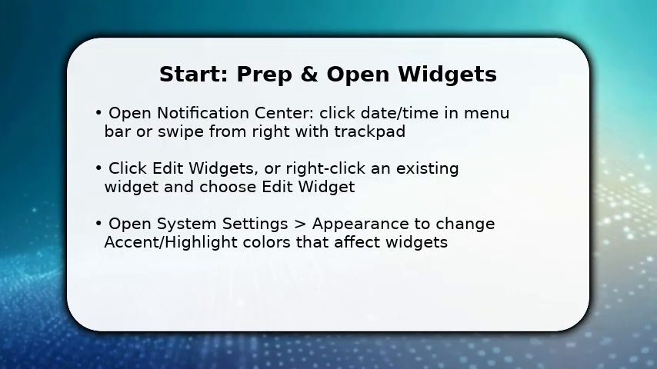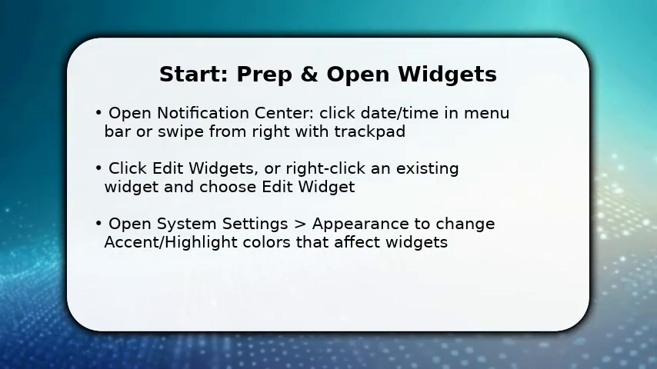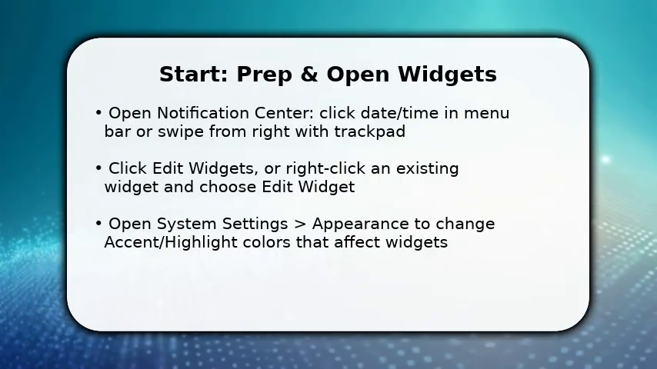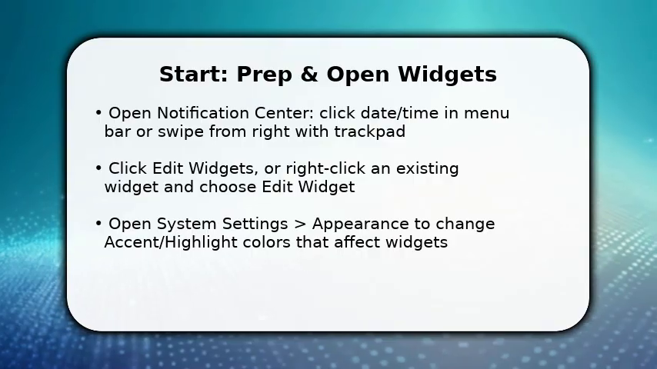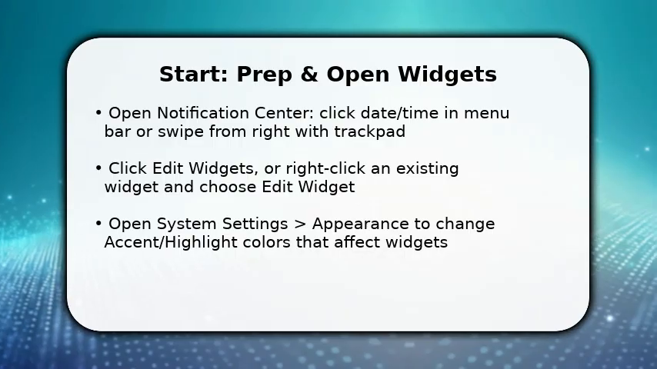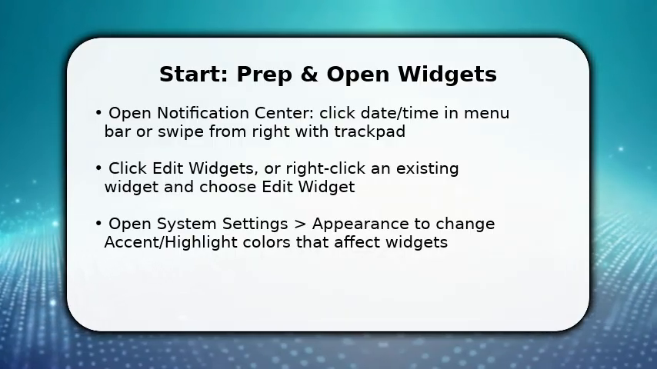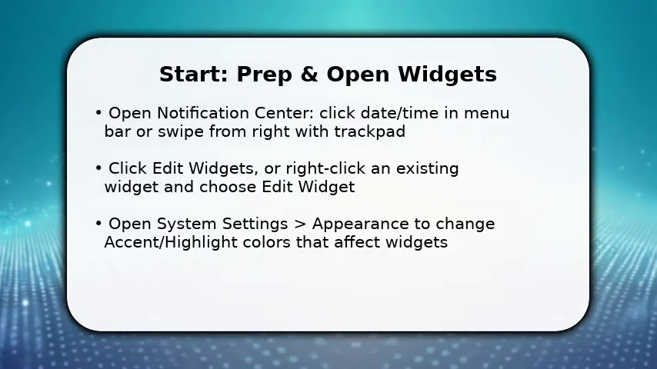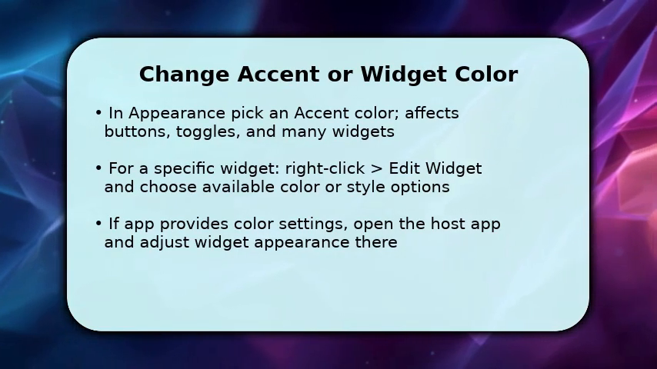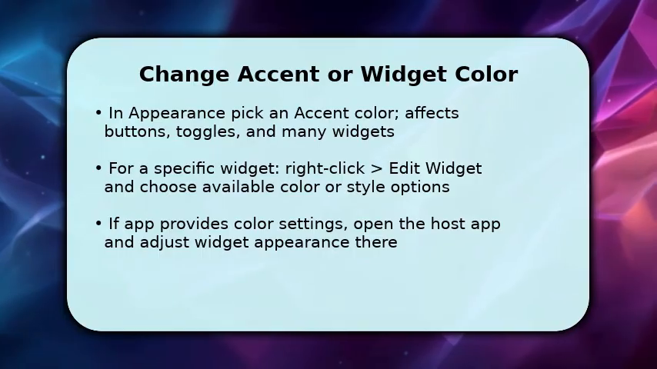Make sure System Settings is open and go to Appearance. This is where accent and highlight colors live and will change many widget accents system-wide. While you're here, note which widget supports per-widget customization versus those governed by the system accent, because that determines what you can change next. Once you pick an accent color and appearance, many widgets update immediately to match.